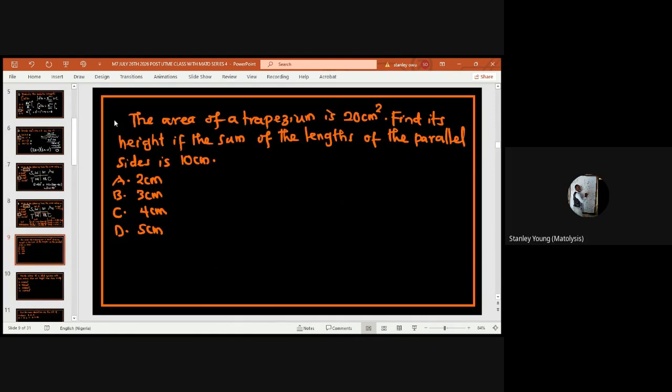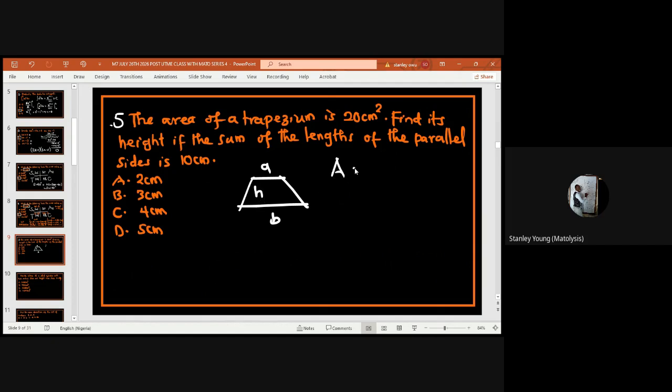Question 5. So question 5 wants us to find the area of a trapezium. Sorry, it says the area of a trapezium is 20 cm square. We are looking for the height if the sum of the length of the parallel sides is 10. So a trapezium looks like this. The parallel sides A and B. The height H.